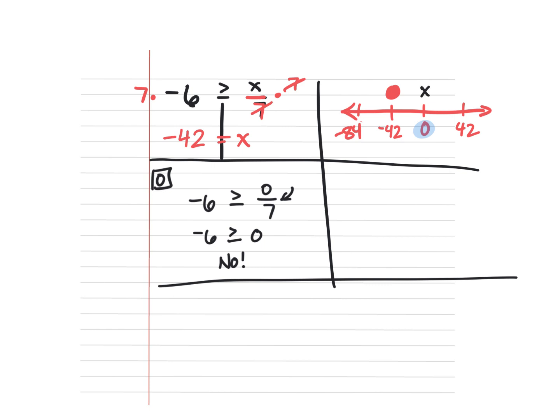So do not go towards the 0. Go the other way. So it would look like that. My final answer is x is less than or equal to negative 42. That is my solution. It's all numbers less than or equal to negative 42.